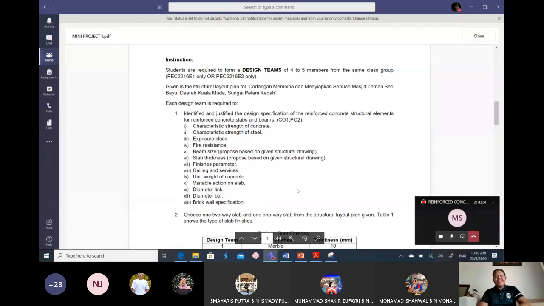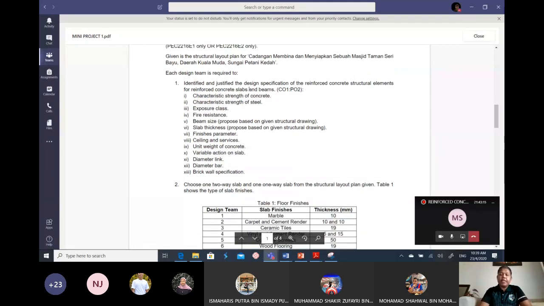Given is the structural layout plan for cadangan membina dan menyiapkan sebuah masjid Taman Seri Bayu, daerah Kuala Muda, Sungai Petani, Kedah. So each design team is required to identify and justify the design specification of the reinforced concrete structural element for reinforced concrete slab and beam. So means that you have to determine your own design specification so that you will know where the value given here comes from.